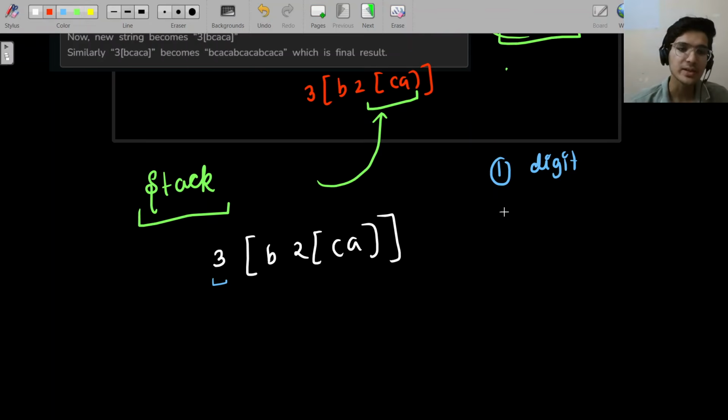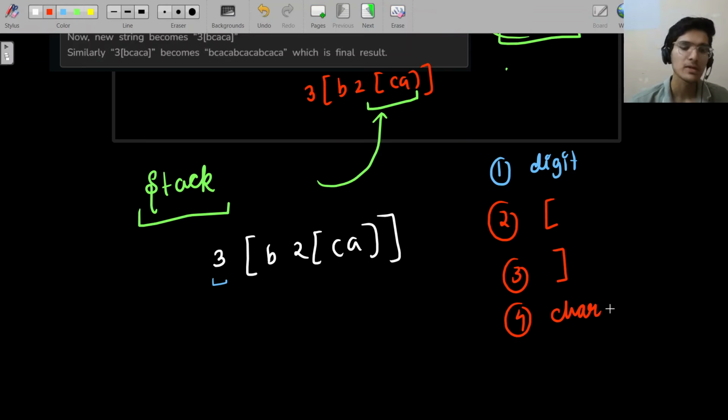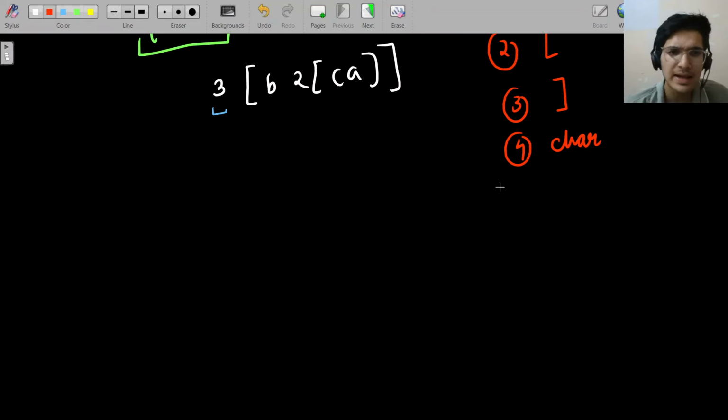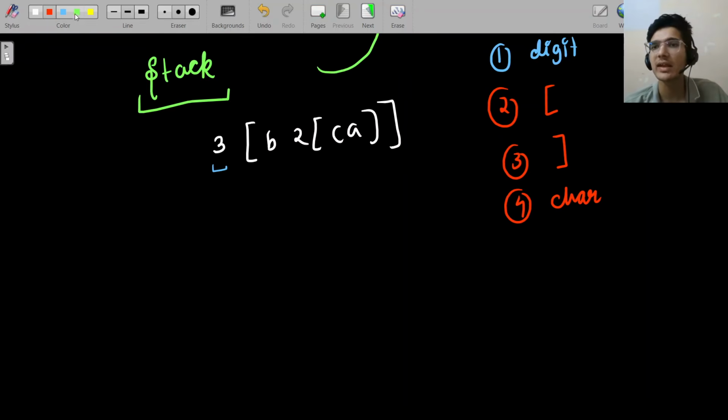So firstly, there could be a digit. Second, it could be the opening bracket. Third, it could be the closing bracket. And fourth, it could be a character. There are only four cases available. So what we have to do is maintain a stack. But is one stack enough? That's a particular question. Why? Because now we have numbers and characters at the same time. We have to do something with the number as well, and something with the string as well. Let's try to solve the example first and then derive the intuition to understand the thought process better.